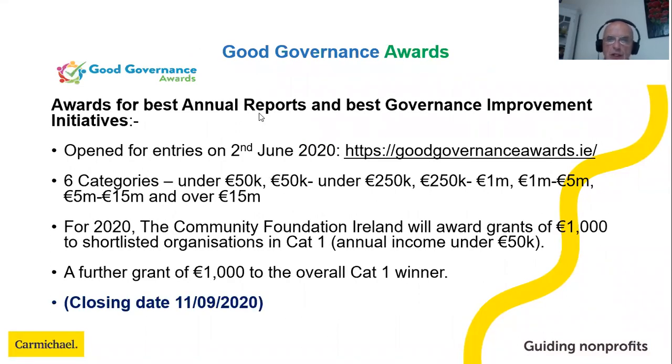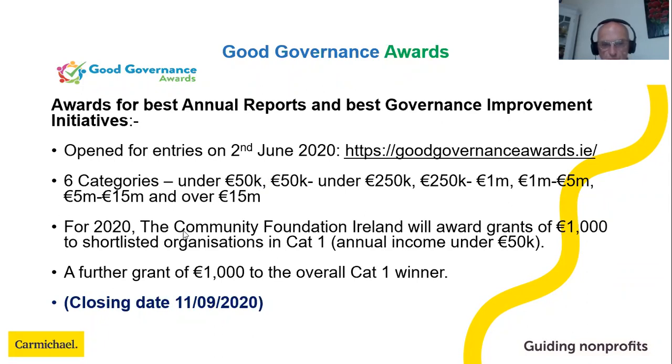Now, the Good Governance Awards. These are the awards for the best annual reports and the best governance improvement initiatives. They open for entries on the 2nd of June 2020, and the closing date is the 11th of September 2020. All the information is found on the Good Governance Awards.ie website. This year there is a new category introduced, the category under 50K. It's the 6th category. Heretofore there were just 5.